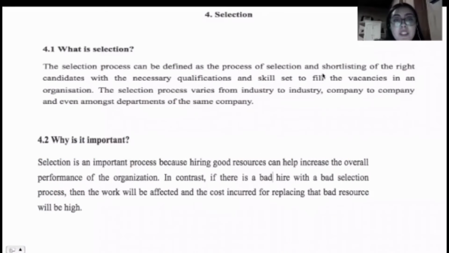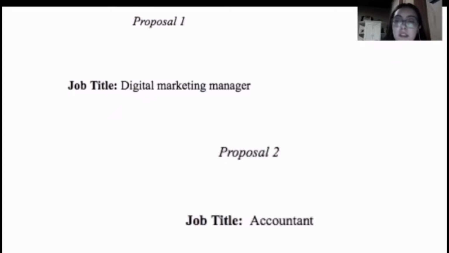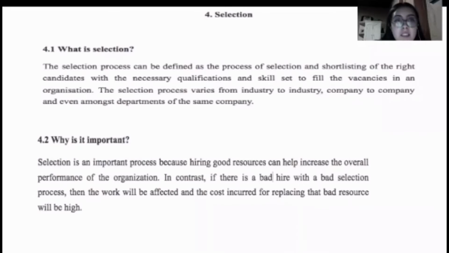So selection can be defined as a process of selecting and shortlisting the right candidates with the necessary qualifications and skill set to fill the vacancies in an organization. The purpose of selection is to choose the most suitable candidate who can meet the requirements of the job in an organization, and it is important to evaluate various attributes of each candidate, such as their qualifications, skills, experience, etc.